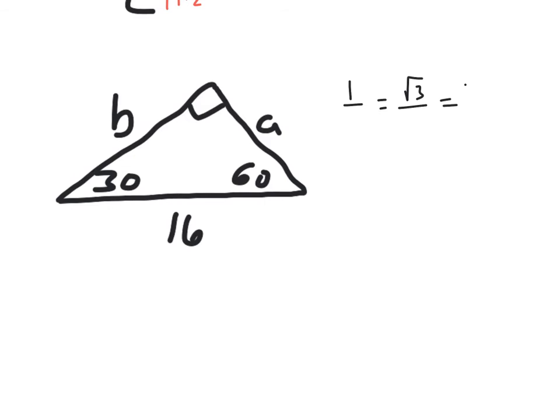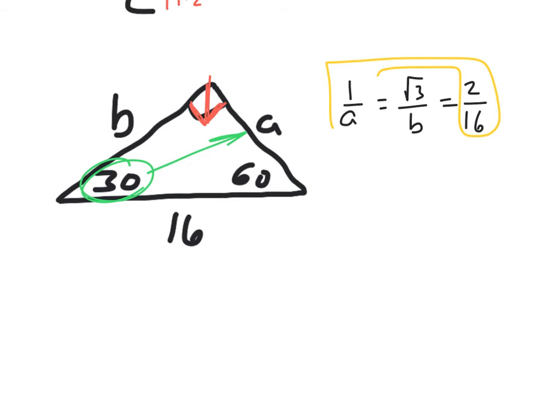1, square root of 3, and 2. So, again, opposite the 30-degree angle is the short leg. The right angle points to the hypotenuse. And so then B goes in the middle. I'm going to grab the first fraction and the last fraction. And hey, before I do that, always reduce your fractions.